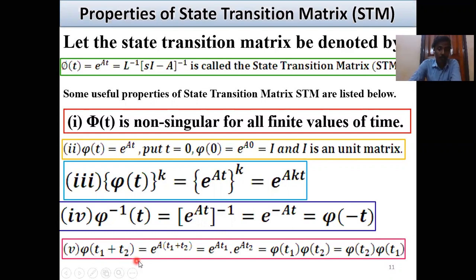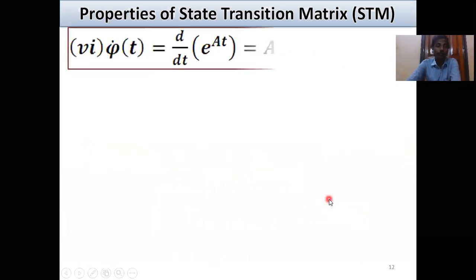Phi of t1 plus t2. What is the formula? Phi of t1 plus t2 is equivalent to e to the power A(t1 plus t2), which is the exponential form, and this is equivalent to e to the power A t1 into e to the power A t2. Since phi of t1 equals e to the power A t1 and phi of t2 equals e to the power A t2, this is also equivalent to phi of t2 into phi of t1.